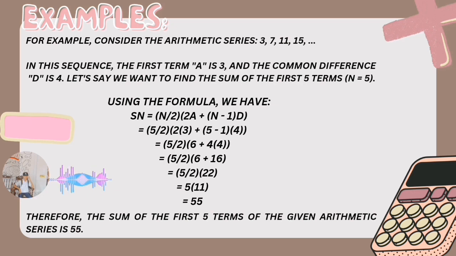Bring down 5 divided by 2, copy 6, multiply the 4 times the common difference 4. So 4 times 4 equals 16. 5 divided by 2 times 6 plus 16. Bring down 5 divided by 2 and 6 plus 16, which is 22. 5 divided by 2 times 22. Bring down 5, and 22 divided by 2 is 11. So 5 times 11 is 55. So the sum of the first 5 terms is 55.